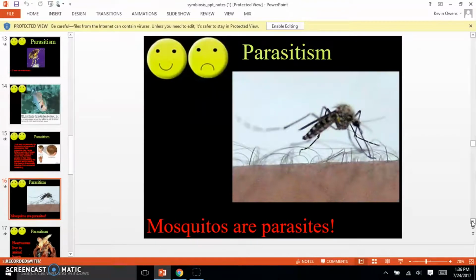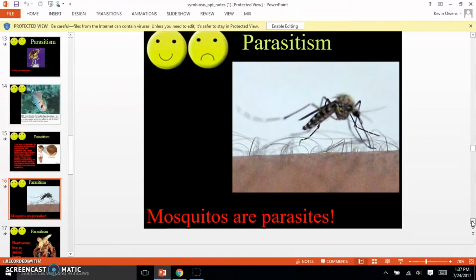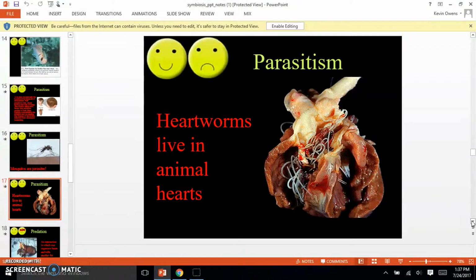Here's the mosquito. Nobody likes mosquitoes. We face them in the summertime. They're not fun. I don't know what purpose they serve, other than that they are a nuisance. Heartworms live in animal hearts. This is not very pretty. If heartworms get in dogs, most of the time they will actually end up killing them.